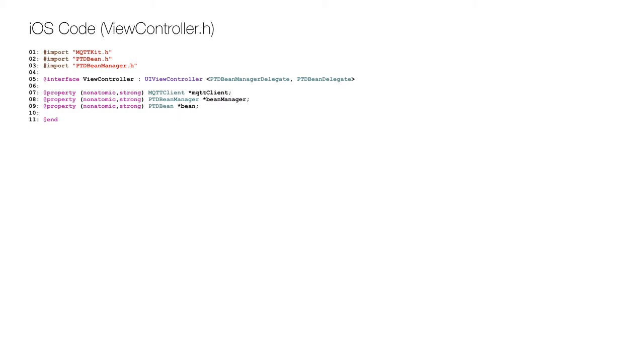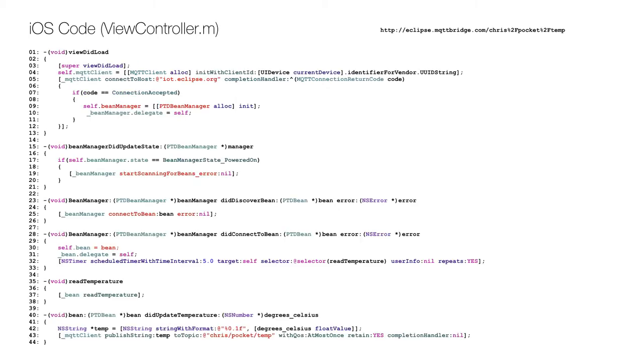Then we also need to update the implementation part of ViewController.m to look like shown here. And first, we set up the MQTT client to use the device unique identifier as the client identity on line 4. Then we connect to the MQTT broker on line 5. And note that we are using the free Eclipse sandbox in this example. And when connected, we set up the bean manager on line 9 to 10. When the bean manager is on, which is checked on line 17, we start looking for beans on line 19. And when a bean is found, we connect to it on line 25.